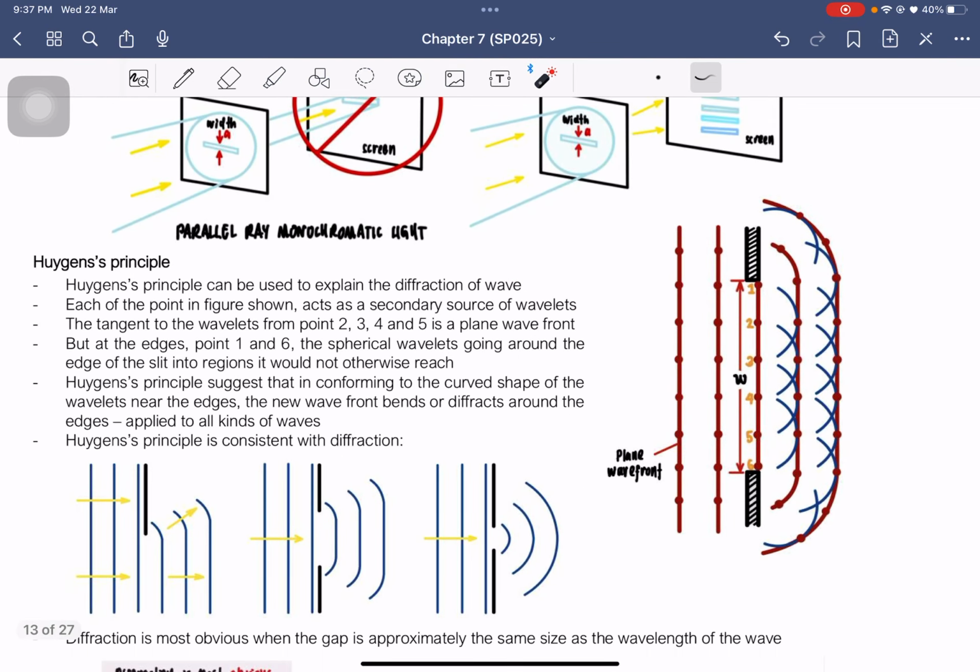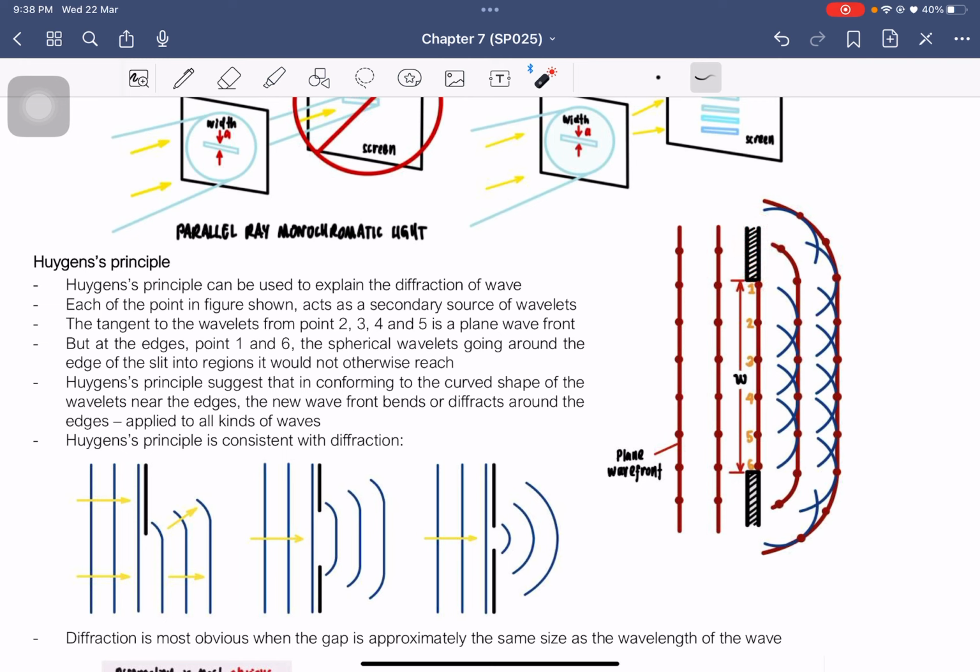Each of the points in the figure shown here acts as a secondary source of wavelets. So each of these points becomes a source to create these wavelets. The tangent to the wavelets from points 2, 3, 4 and 5 is a plane wavefront. But at the edges, starting from points 1 and 6, they become spherical wavelets. So it goes around the edge of the slit that it would not reach otherwise. Because there is an obstacle here, so it becomes spherical.